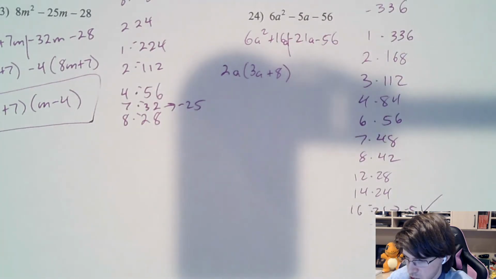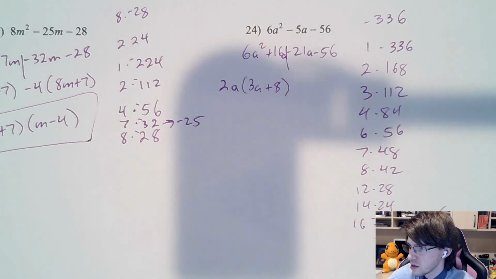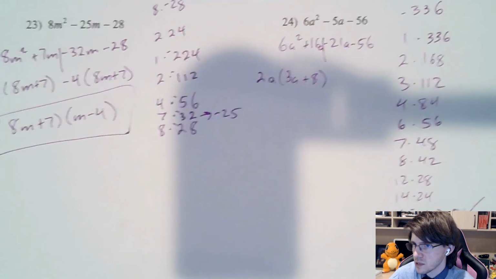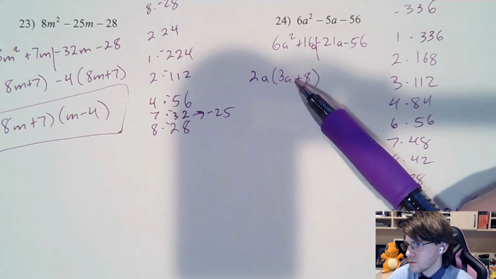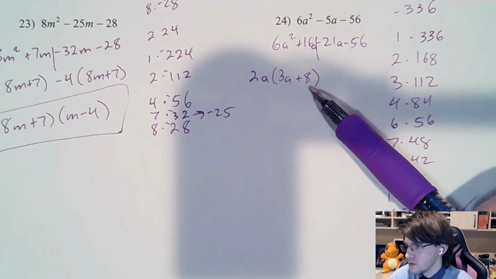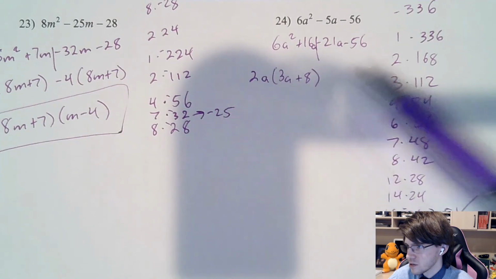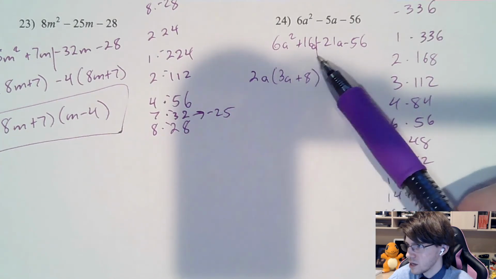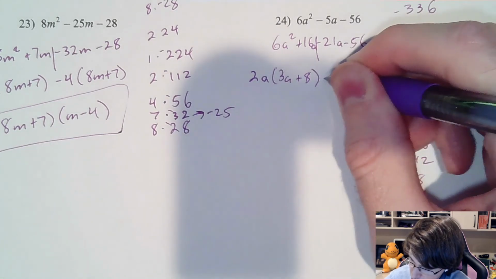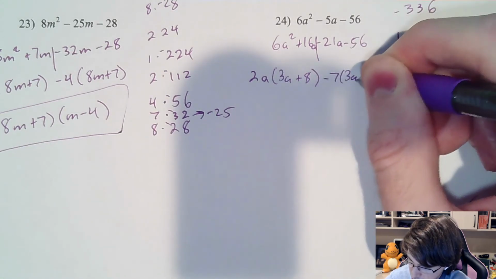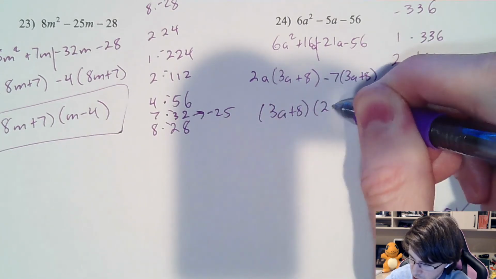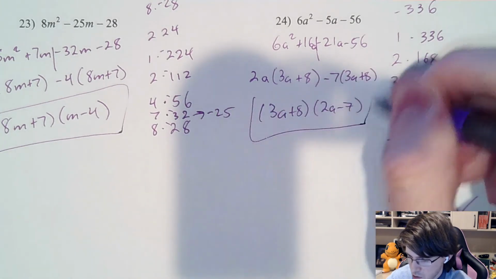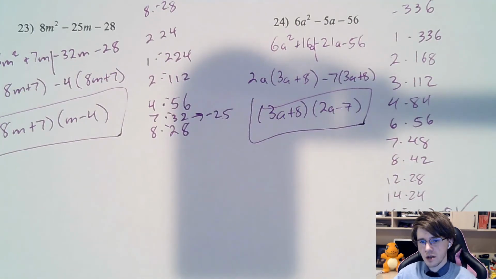If you were confused where those 3 and 8 came from, just to let you know one more time, I'm going to try to refocus my camera. Hopefully the rest of that was visible the whole time. The point is, we got that 3 by doing 6 divided by 2. We got that 8 by doing 16 divided by 2. That's where those came from, and they took one of the a's away. Continuing on, you can divide by -7, and you also get 3a plus 8. And our final answer, 3a plus 8 multiplied by 2a minus 7. So you can see these questions get quite long, and that's just how it is. You got to power through it.